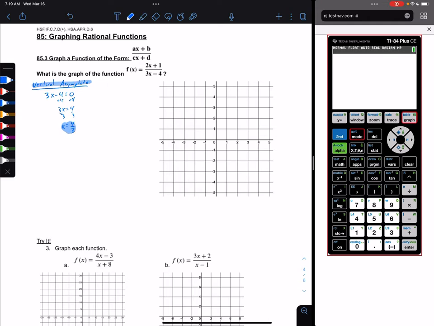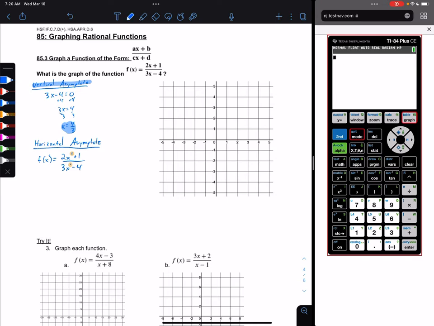After we have the vertical asymptote, and we'll graph that in a second, let's look for the horizontal asymptote. For the horizontal asymptotes, we need to compare the degrees, right? So we're going to write the whole function out. I'm going to say f of x equals 2x plus 1 over 3x minus 4. We want to compare the degrees here. So the degrees are the same.